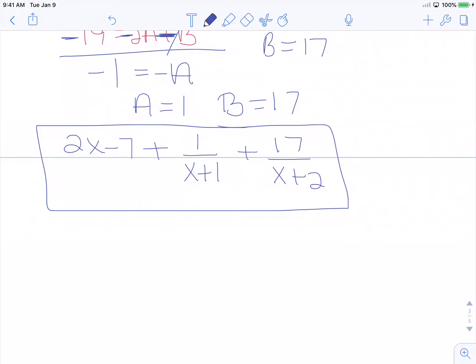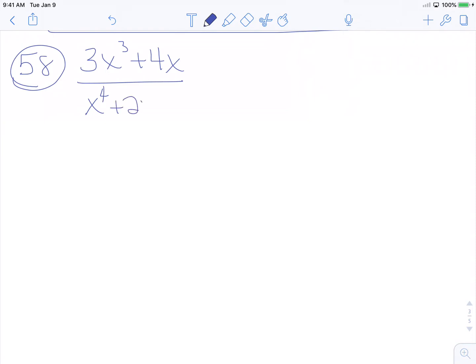So, is there another question you'd like to go over, or just general questions that you have about partial fractions? Can you go over 58? Yeah. All right.